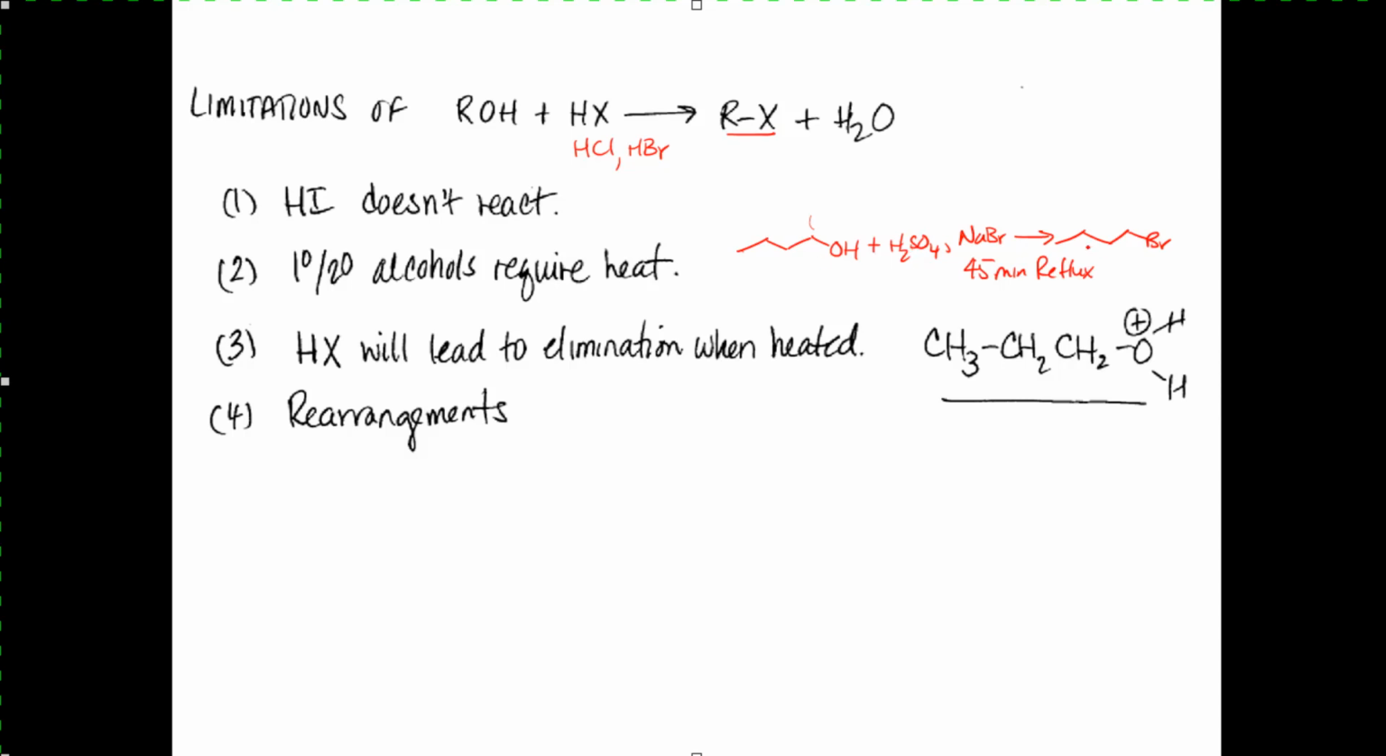So that experiment's gone in the future. But the point is that if you're going to react a primary or secondary alcohol with HX, it requires heat. And that heat will also cause an E2 reaction to occur, so that once we form this oxonium ion, does the nucleophile come in and do SN2, or do we lose a beta hydrogen to get an E2?